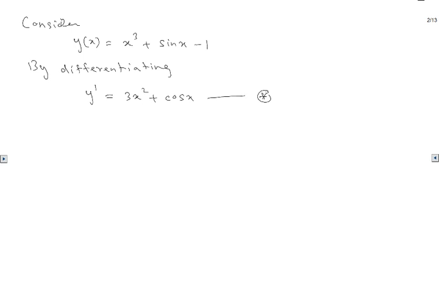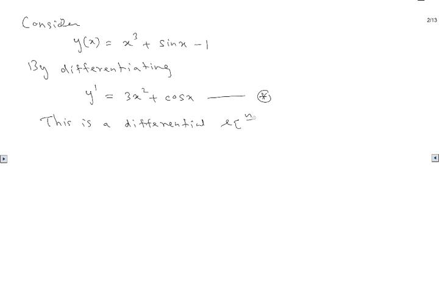You can see that this is a differential equation, and it is very easy to solve. You have a differential equation now, but it is very easy to solve. What do you do? You took the derivative to get equation star, so if you want to go back, just integrate, because you do the opposite process.